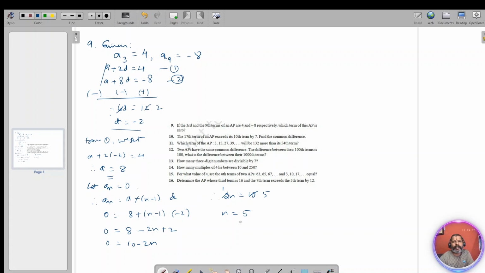Here n is 5, which means the fifth term of the AP is 0. That's the meaning. Therefore we conclude the fifth term of the given AP is 0. You can verify it. That is a5 is a plus 4d, 8 plus 4 into d, d is minus 2, that is 0. Check out. This is a verification.